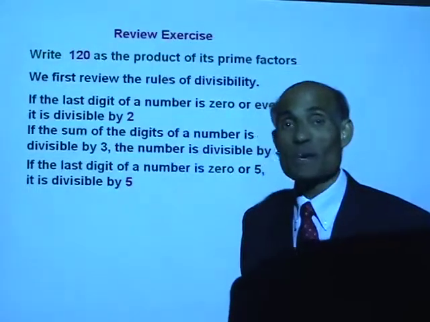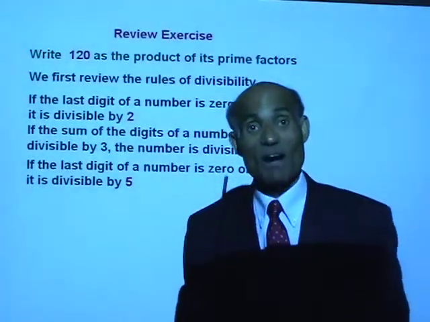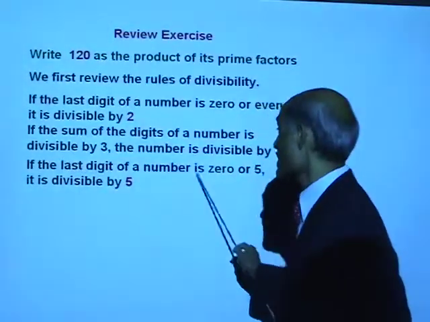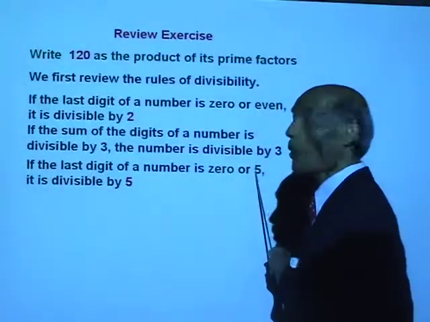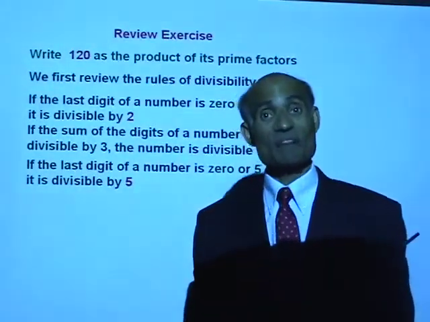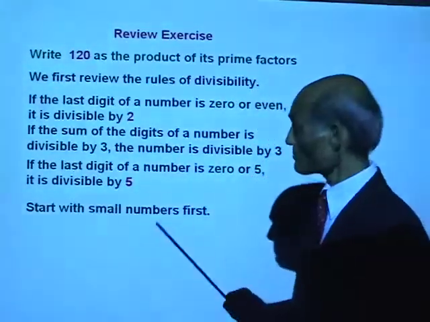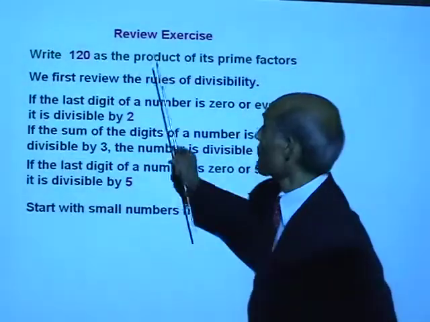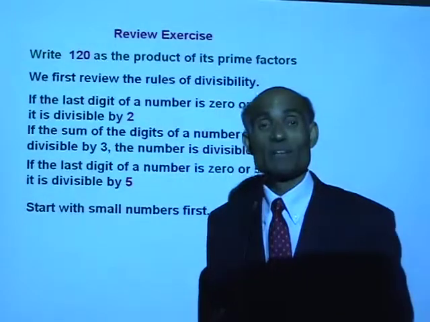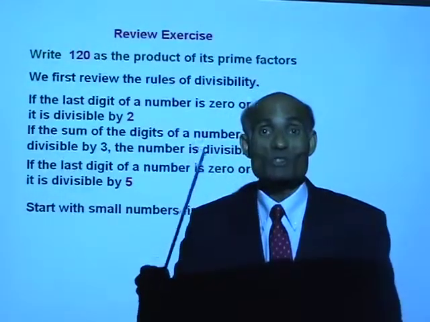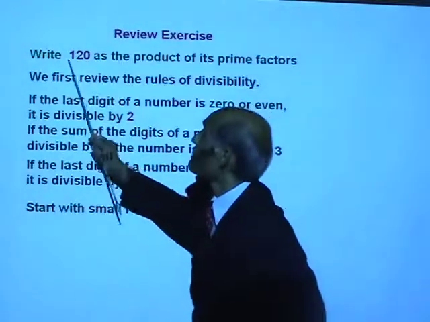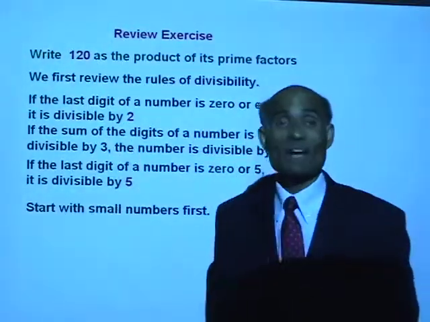How do you know if a number can be divided by 5? Well, if the last digit of a number is 0 or 5, that number can be divided by 5. Well, when you want to find the prime factors of a number, you have to start with the smallest possible number. Tell me, what is the smallest number you can divide 120 by?